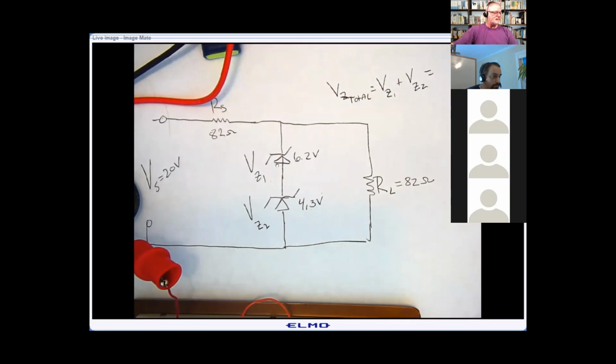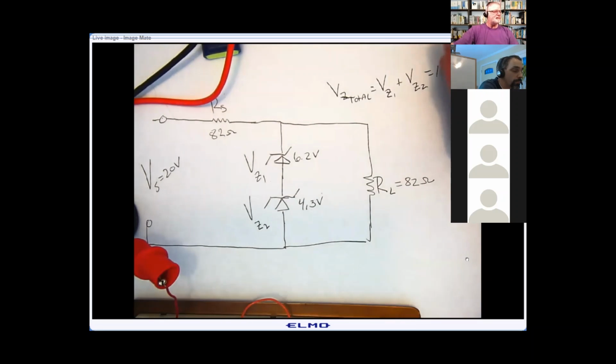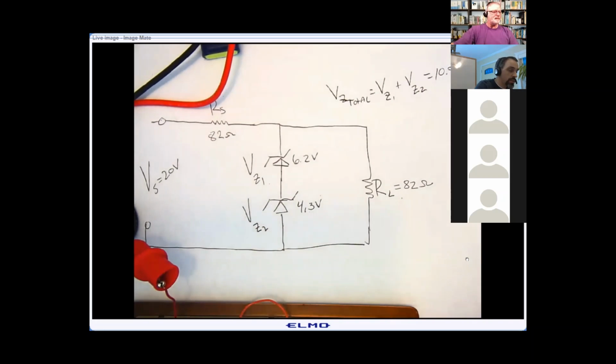10.5. Okay. You can put it in the chat too if you want. Victor says 10.5, okay, 10.5 volts. My resistor is still 82 ohms. So I should get 10.5. Let's see if we actually do.